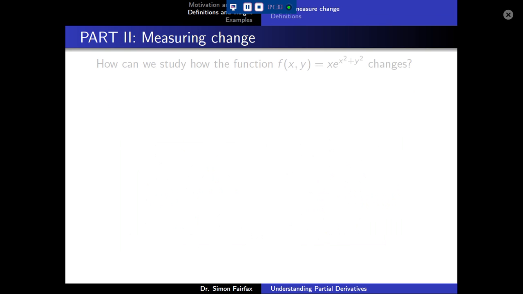So next, part 2, how can we study change whilst moving over some surface? Okay, so I'm going to pick a different function. I'm going to ask that question of how to measure change for f, and this function takes some mesh point xy and it produces x e to the power x squared plus y squared. Okay, so where would you start to understand the change in this function f?